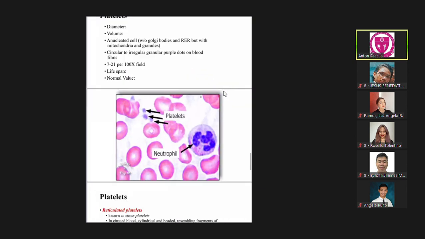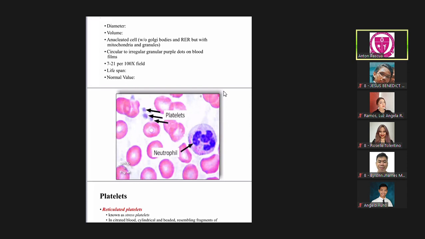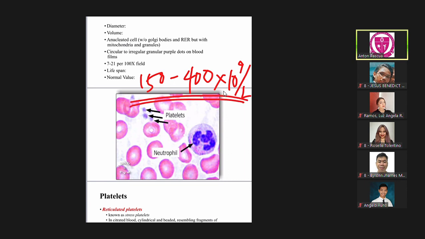Okay? And then they will circulate in our blood for about 7 to 10 days. In some literature, up to 11 days. So generally, it's about 7 to 10 days. And normally, it's anywhere in between 150 to 400 times 10 to the 9 per liter. Lower, definitely, as compared to your RBC count. Okay?